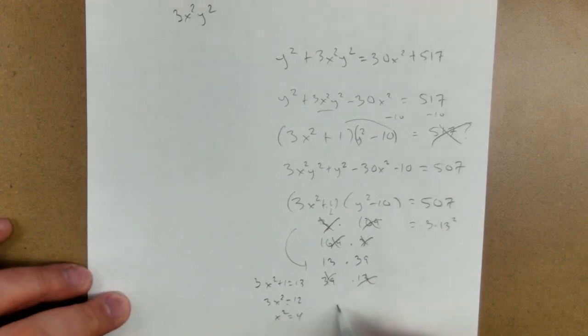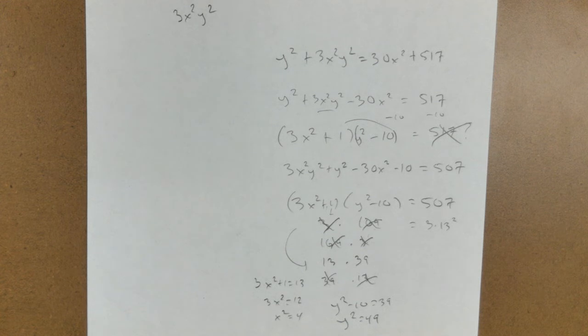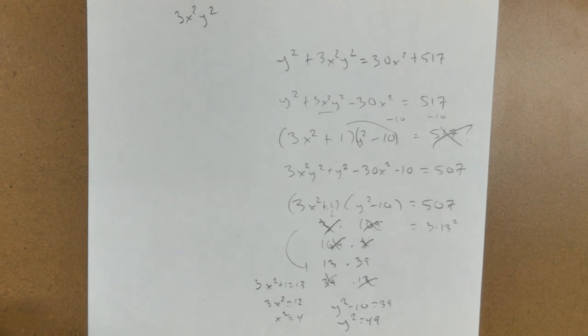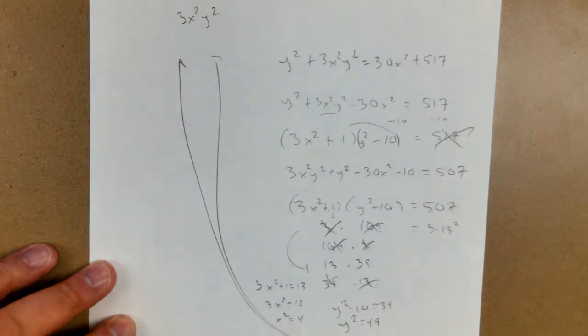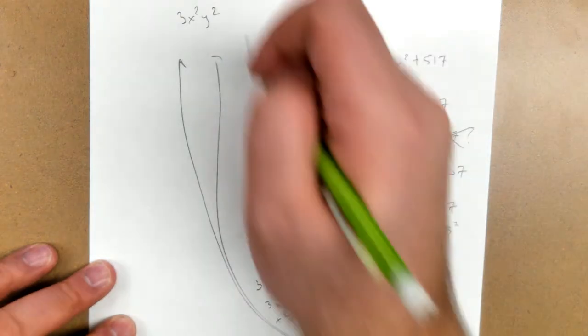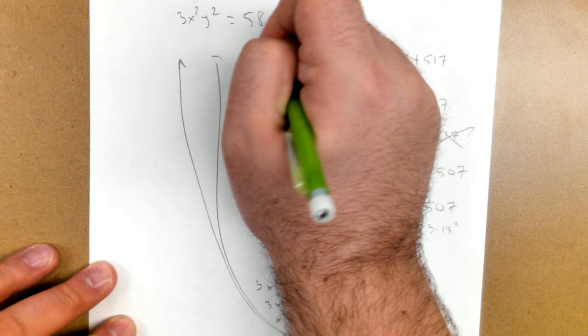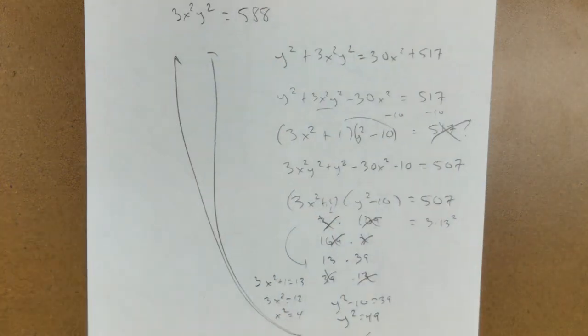And then y squared minus 10 equals 39. Add the 10 and you get 49. And again, I don't care if it's plus or minus 7. So these go back up here. That's 4. That's 49. So 3x squared, y squared, all together, you multiply all those out, you get 588 as your final answer. Don't forget to do that part of the problem.